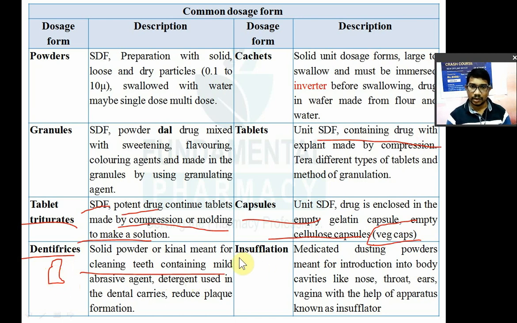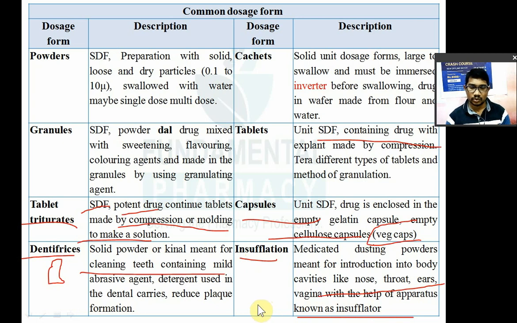Next one is insufflation. Again it is a dusting powder, medicated dusting powder means dusting powder having drug. It is meant to be introduced into body cavities, like the nose, ear, throat, vagina, with the help of an apparatus known as an insufflator. These are the dusting powders meant to be introduced into body cavities with the help of an insufflator, known as insufflation.